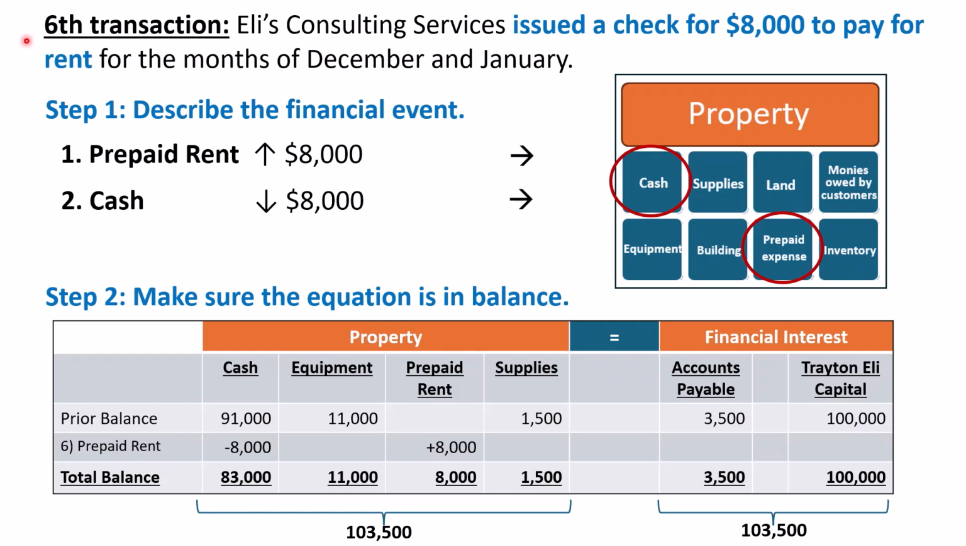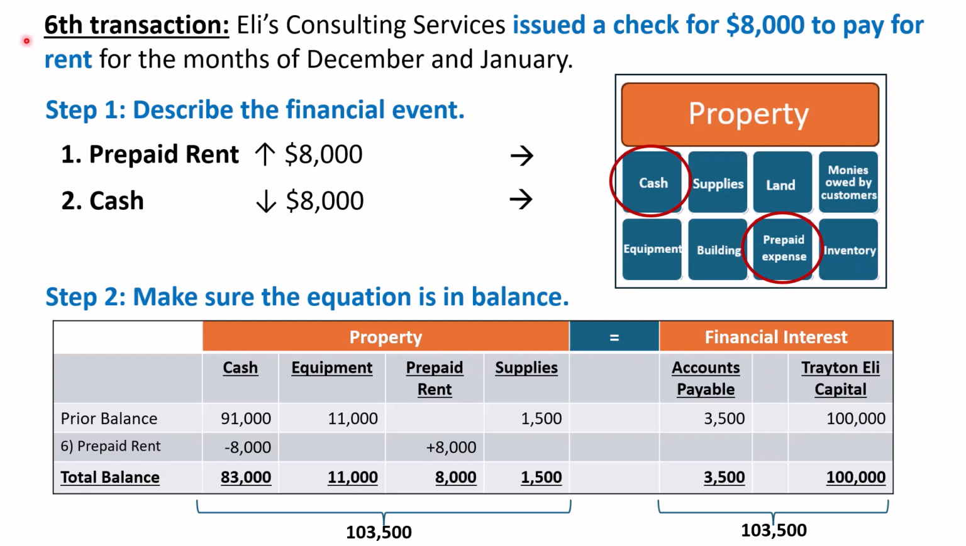Now, there are special accounting rules when it comes to expenses that are paid in advance. In accounting, this prepayment is considered a form of property because the business could get a refund potentially if it did not use the facilities the entire time. So what do we need to do when Eli's Consulting issues a check for $8,000 to pay for rent for the month of December and January?